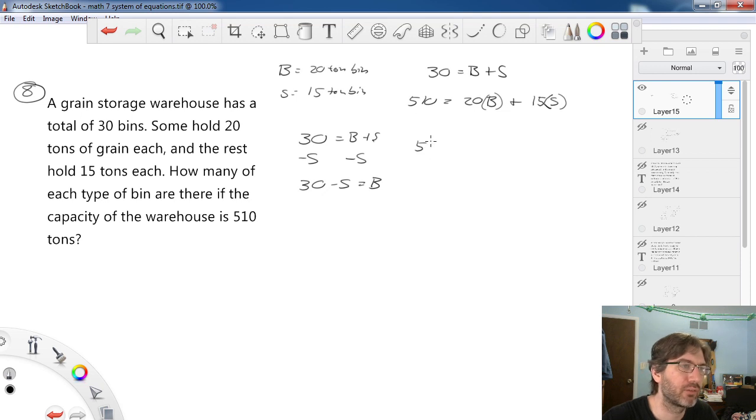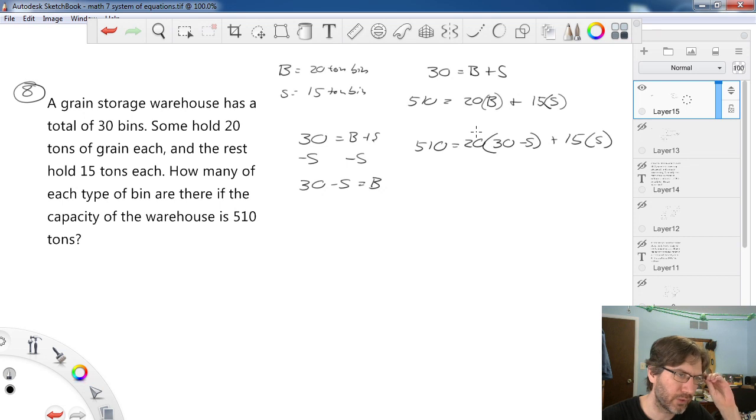And we're going to get 510 equals 20 times the quantity, right? We're multiplying by all of B. B is now this quantity, 30 minus S, plus 15 times S. So here, don't forget to distribute when you combine like terms and things like that. But this is basically the solving stuff that we've been doing for a couple weeks now. So you're going to distribute.